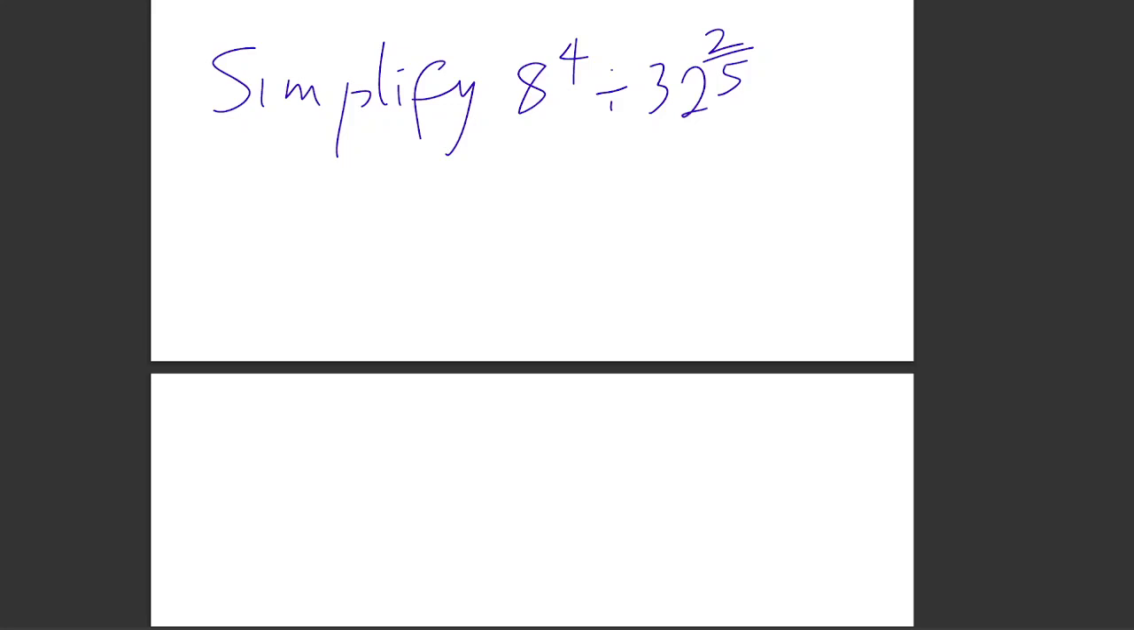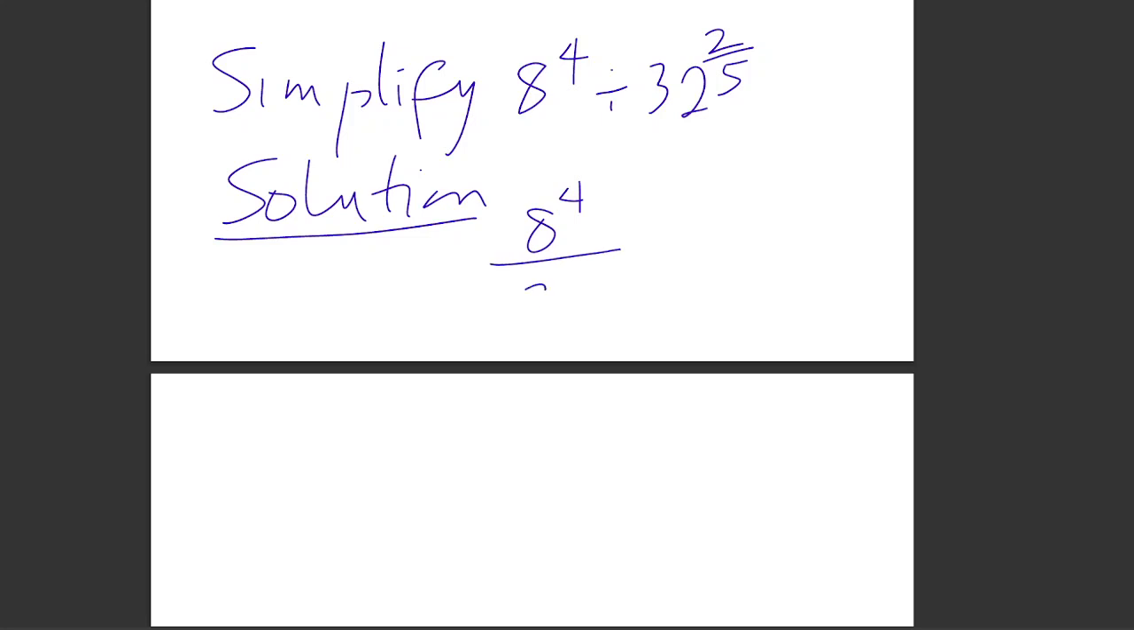So this is an indices question, and for you to solve an indices question, the solution is very easy. So what we're going to do is 8 raised to power 4, divided by 32 raised to power 2 over 5. There are two ways in which you can do it. So this 8, we take it to the index of 2.